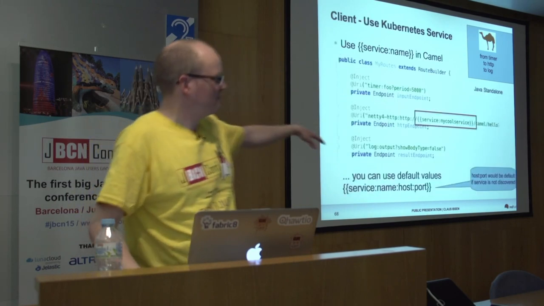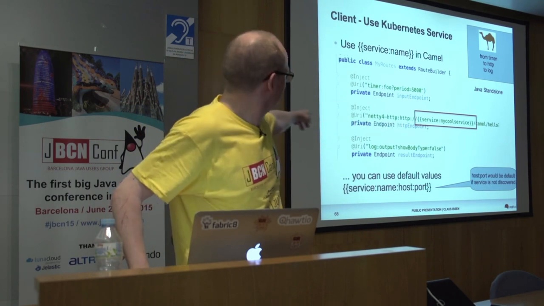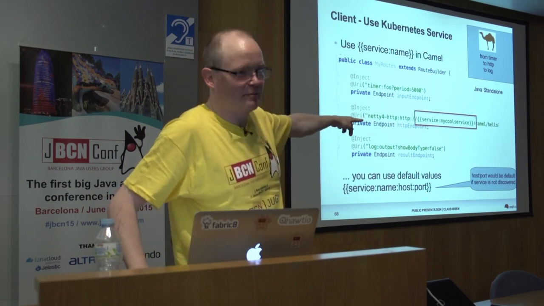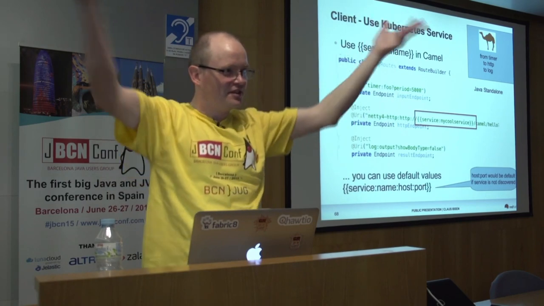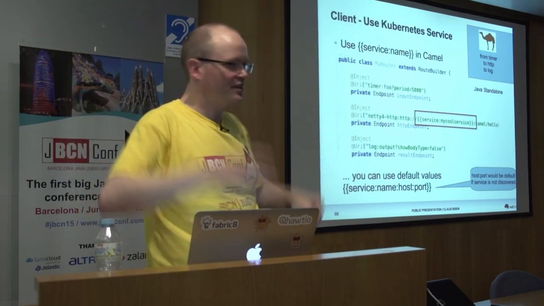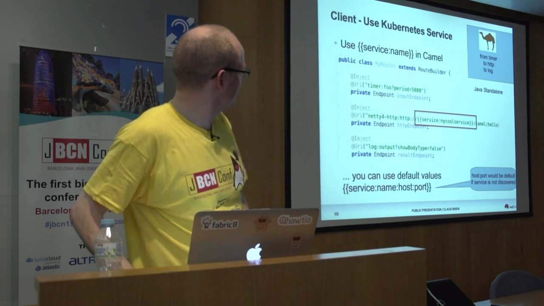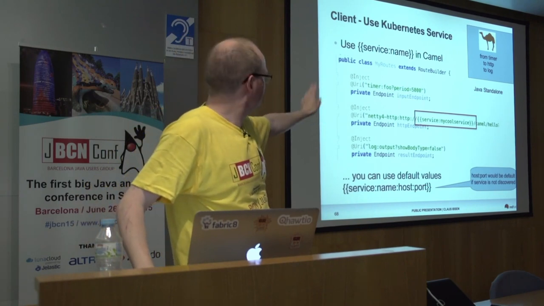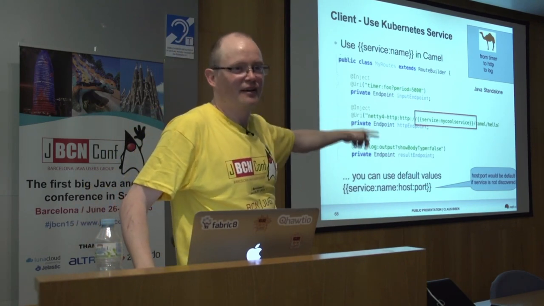Okay, so in Camel, we made that even easier. To refer to a service in the Camel endpoint, you can use curly braces, service colon the name. So what we need to do now is to change our HTTP client to use that service.